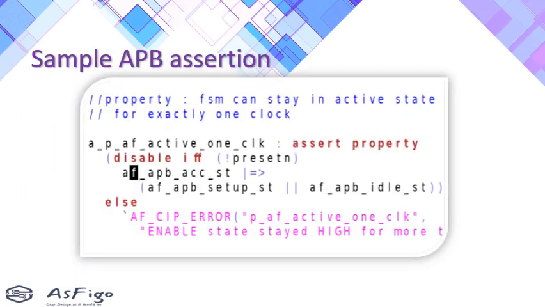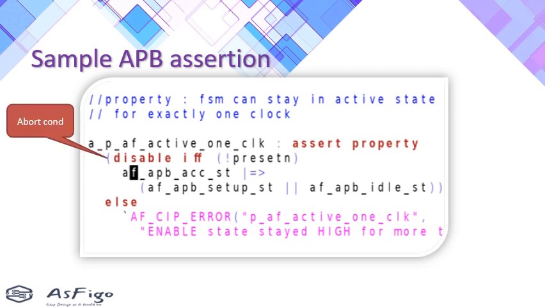So let's start with a sample APB assertion. Here is the requirement: the FSM can stay in the access state for exactly 1 clock. What that means is, as soon as you are in an access state, the next state has to be either a setup or an idle state. And if not, we go and print an error.